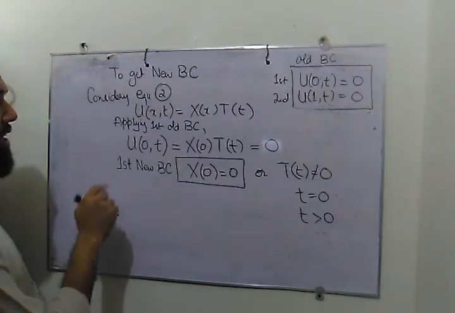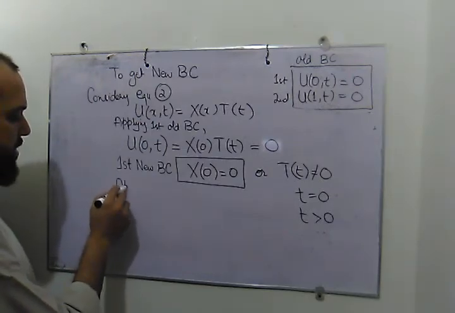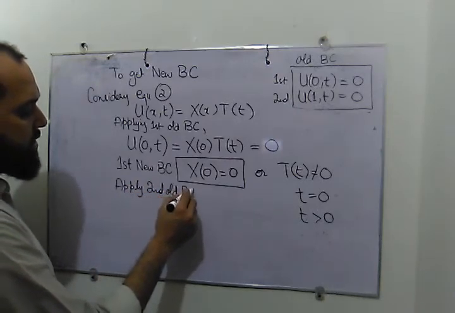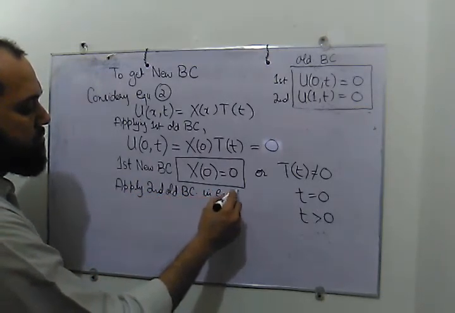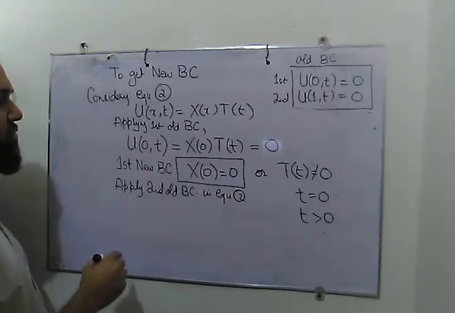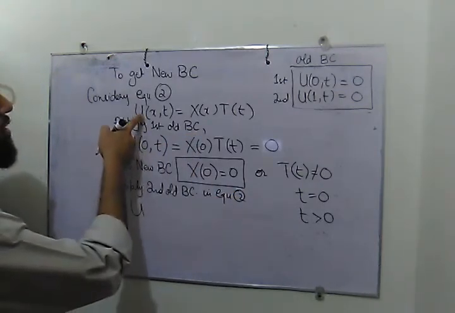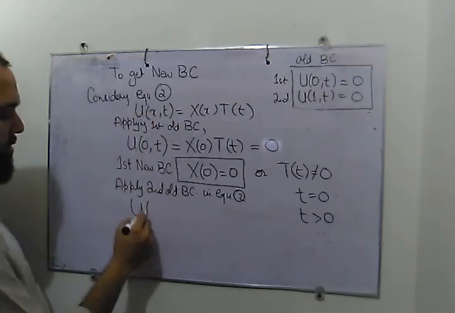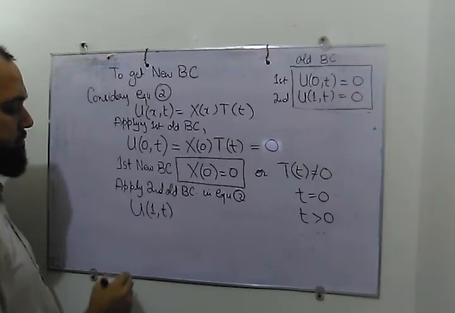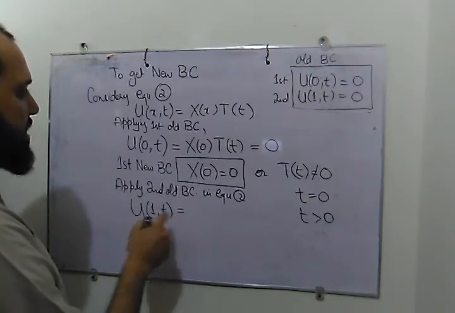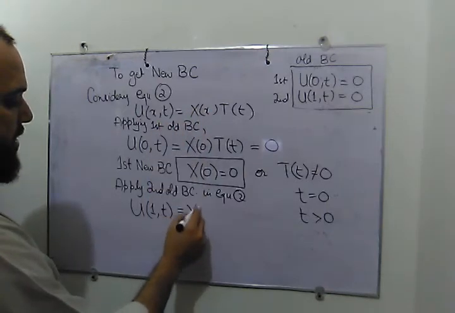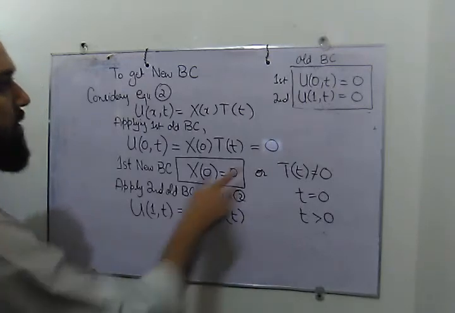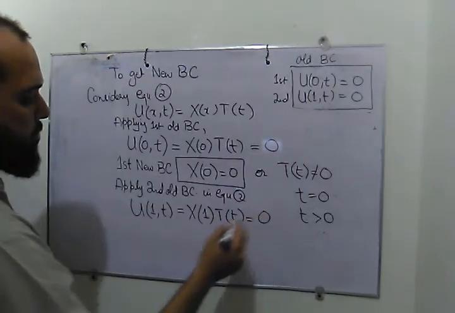In order to get the second new boundary condition, we apply the second old boundary condition in equation 2, as we have done for the first one. So when we put the second boundary condition in equation 2, then we will put 1 in place of x. So this will leave us with 1 here and T of t, and this u(1,t) is equal to 0.